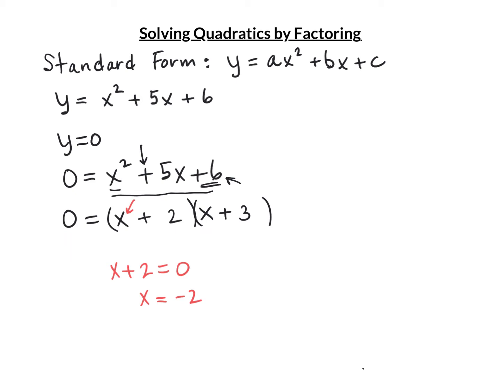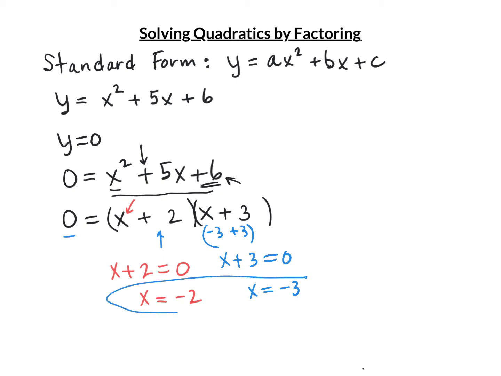A quadratic will often have two answers. There's another factor here, and there's a value that makes it 0. What makes x plus 3 equal to 0? If you subtract 3 from each side, you see that x would be negative 3. And if I plugged in negative 3, negative 3 plus 3 would be 0, and 0 times this would be equal to 0. So the solutions to this quadratic are negative 2 and negative 3.